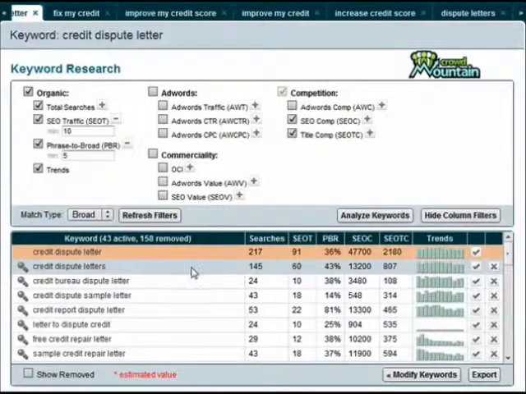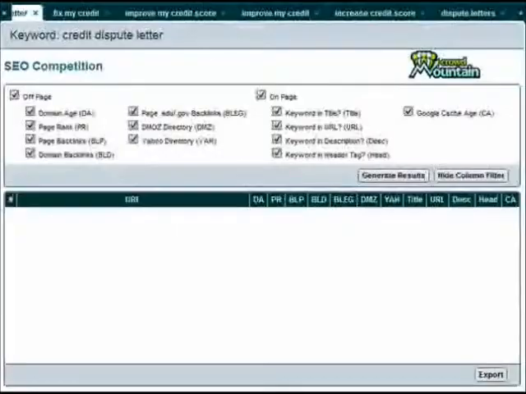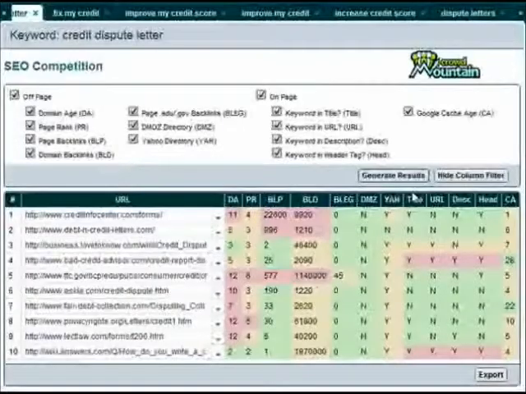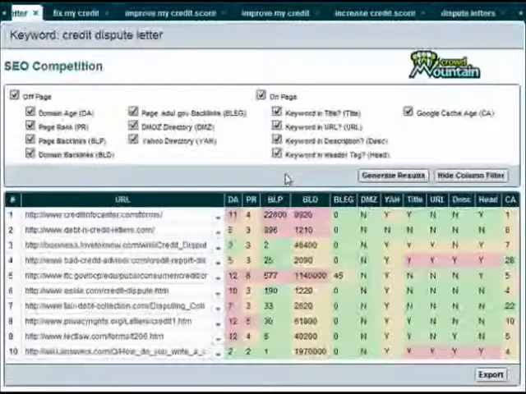Yourself with an advantage as well. And then let's look at "credit dispute letter", the SEO competition, and see if that's any different. A lot of the same sites ranking for "dispute letters" are also ranking for "credit dispute letter", which makes sense, since when people search for dispute letters, they are looking for credit dispute letters. So we're looking at similar competition here.